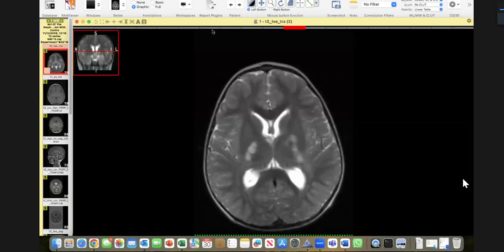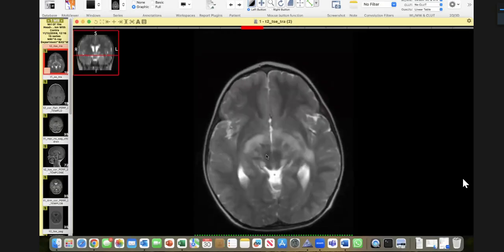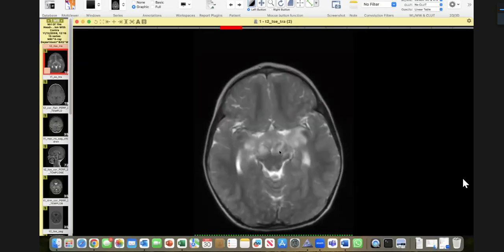NF1, good, well done. So if you see here, these were high signal intensity foci, but I'll come back to this. If you see here, the key finding is this thing is the midbrain. Anterior to the midbrain is the suprasellar cistern. In the suprasellar cistern is the optic chiasma. There is a mass sitting there.